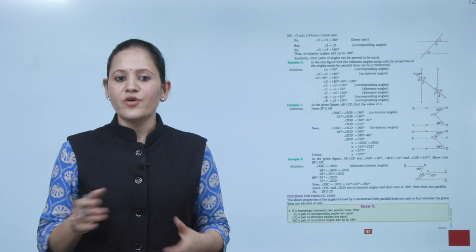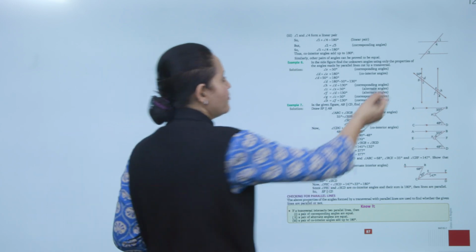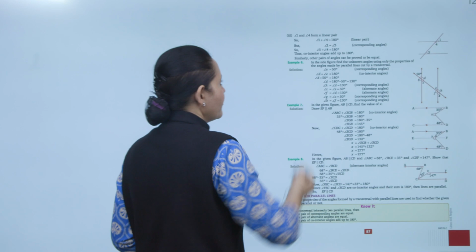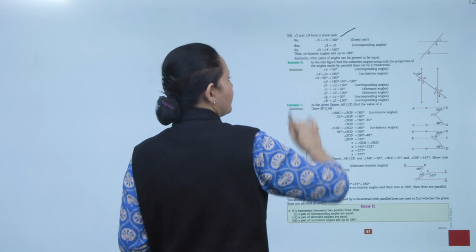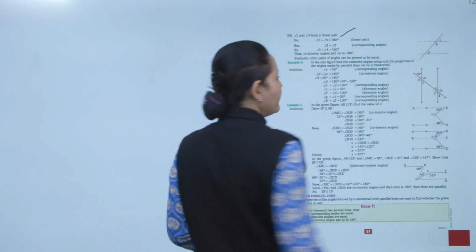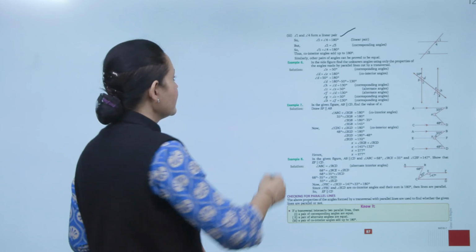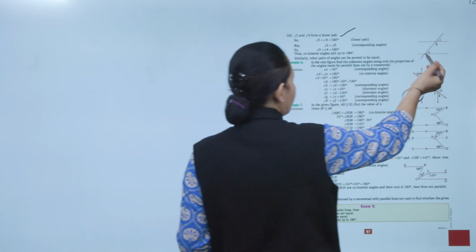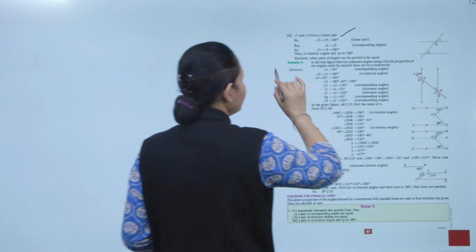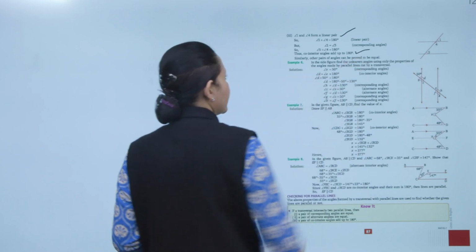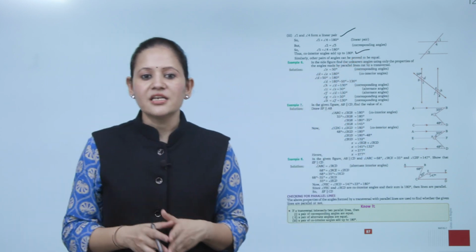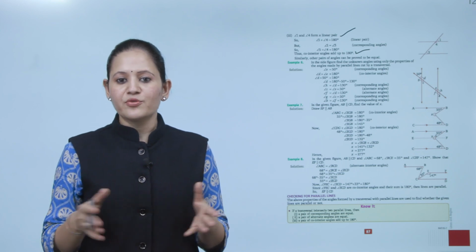Angle 1 and 4 form the linear pair. 1 and 4 क्या बनाएंगे? Linear pair. Sum क्या हो जाएगा? 180 degree. Angle 1 equals to angle 5, corresponding angles हैं. 5 and 4, they are co-interior angles. So sum क्या हो जाएगा? 180 degree. Similarly, other pair of angle can be proved to be equal.